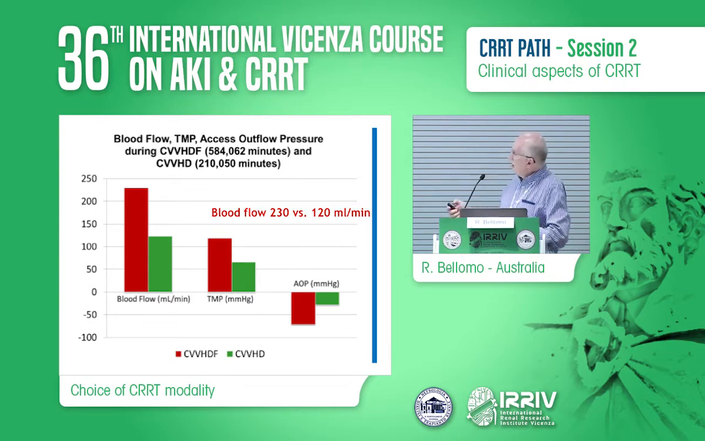All right? So it's not a surprise that, of course, the blood flow is less, the transmembrane pressure is less because there is less blood flow, not a surprise there, and of course, the access outflow pressure, the negative pressure that you're applying to the double lumen catheter to get the blood to flow into the filter will obviously be less. And I think this is important, as I'll show you, because you're asking less of the catheter. You're demanding less of the catheter.